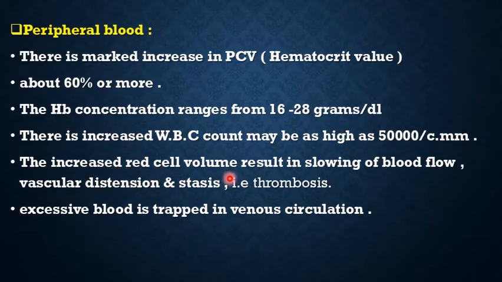Increase in the red cell volume leads to slowing of the blood flow, vascular distension and stasis, and the excessive blood is trapped in the venous circulation. So patients with polycythemia are liable to have thrombosis and stroke or myocardial infarction or CVA because of the slowing of the blood supply. The red blood cell mass is high, so the red blood cells become close to each other, which increases the incidence of thrombosis, infarction, and ischemia in such a patient.